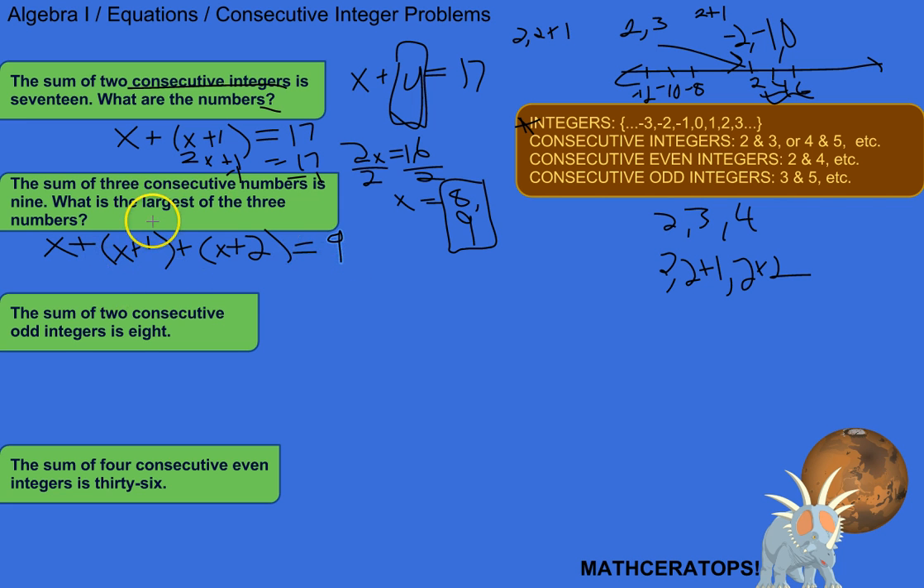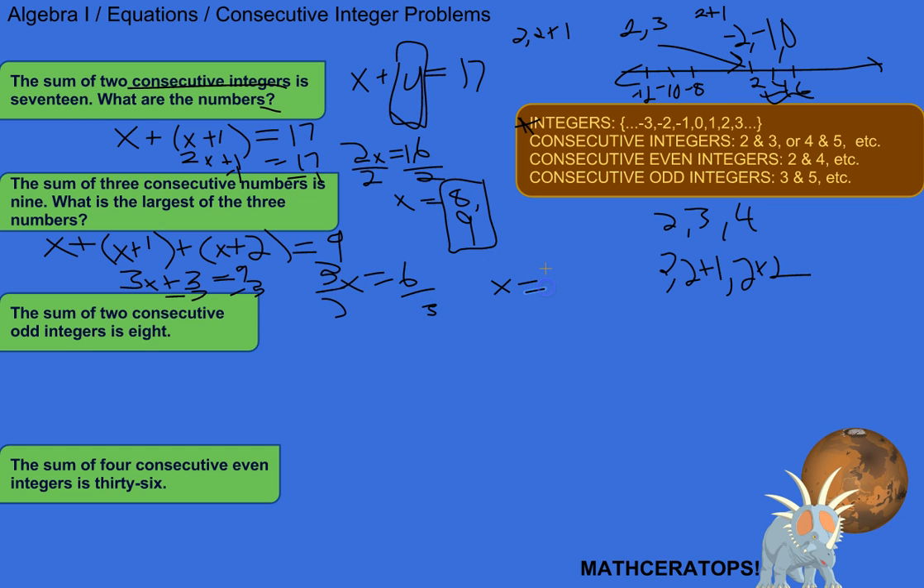Alright, so let's combine like terms. We've got an x, an x, and an x. So we've got 3x plus, alright, so we've got 1 plus 2 is 3. So 3x plus 3 is 9. We want to get x by itself now. So first, let's get that 3 out of there. So 3x equals 9 minus 3, which is 6. Divide by 3. 6 divided by 3 is 2.